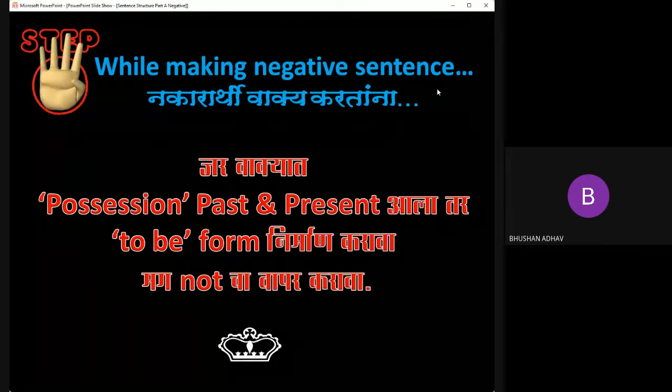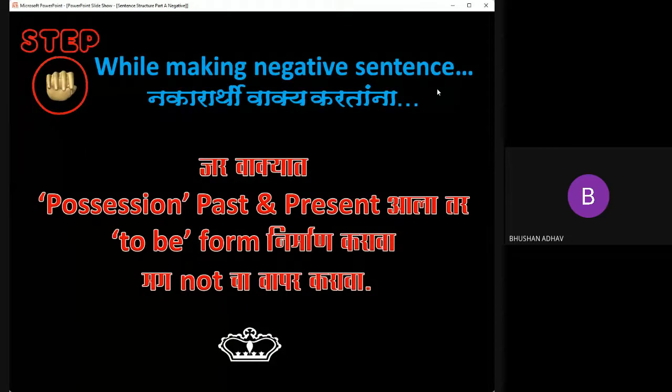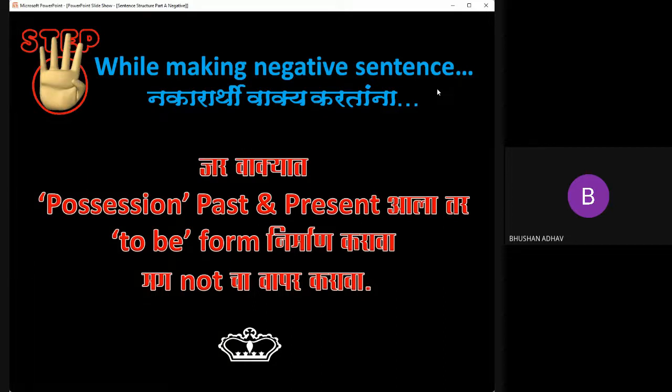And suppose possession sentences are there. Possession means what? Have, has, had without verb. Have, has, had without verb means possession. If you observe properly, after have, has, had, if there is no verb form, it means possession. I had a car, she had a time, they had a good job.